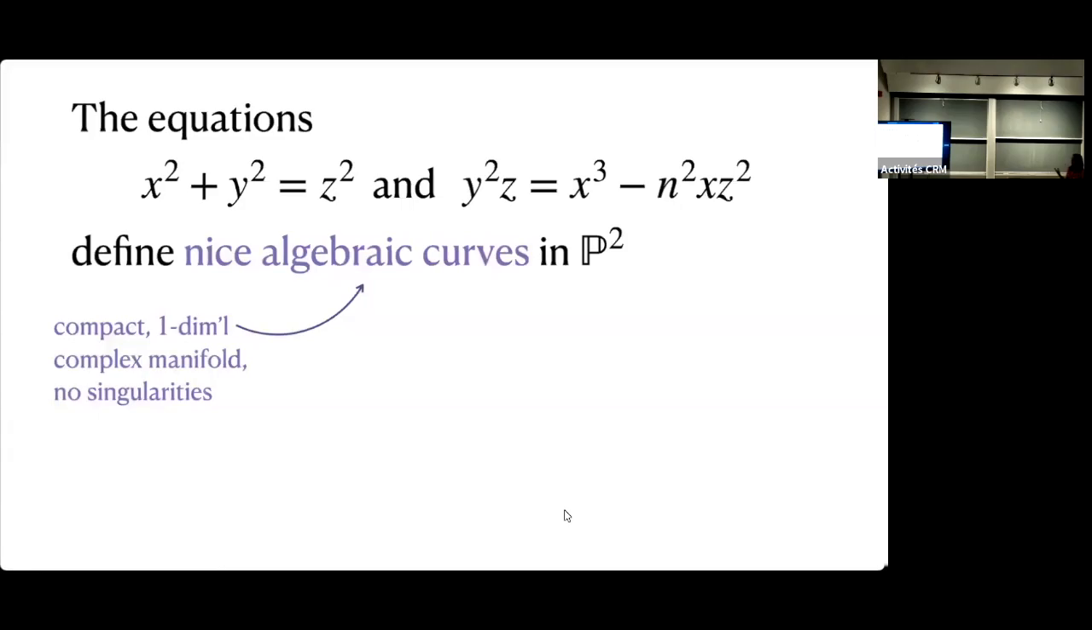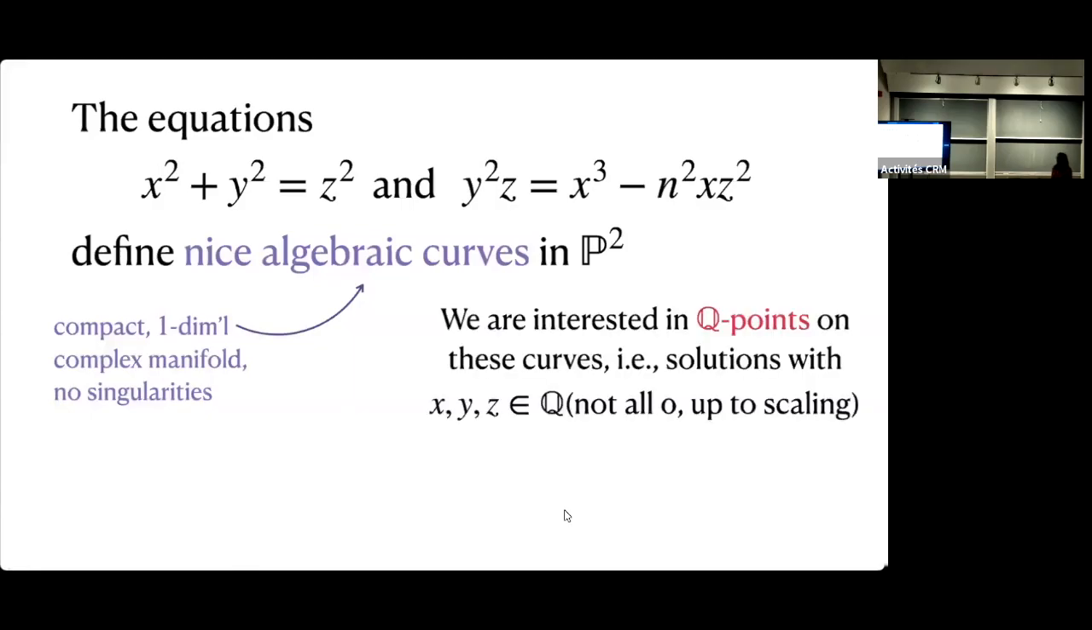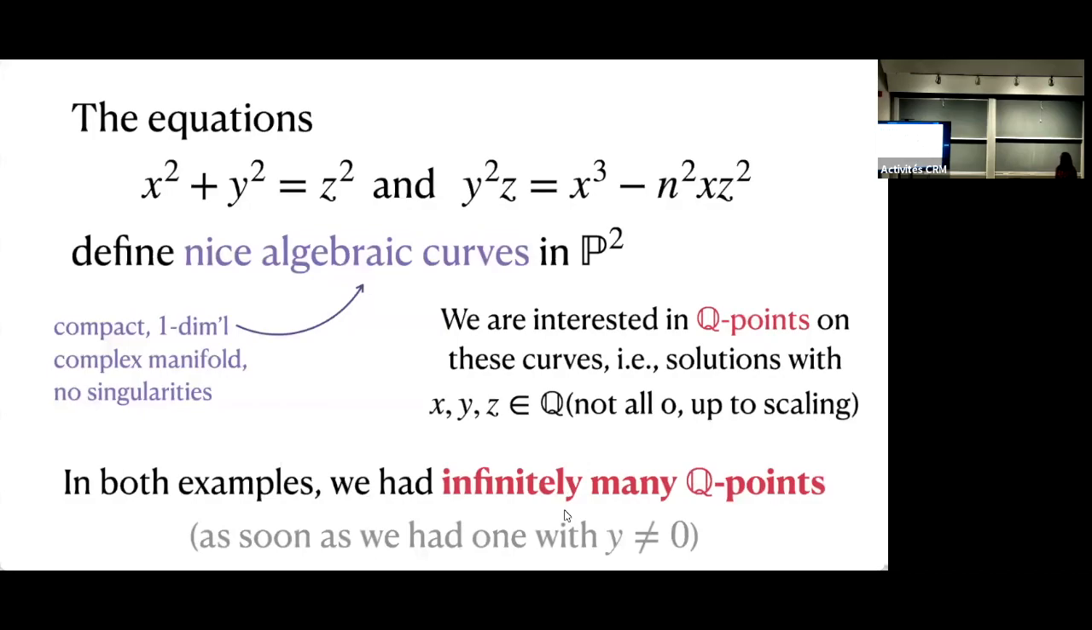But since these geometric objects, these complex manifolds, are not only given to me in terms of charts, they're given to me as these polynomial equations with rational coefficients. That means that I can also look at algebraic and arithmetic properties, and I can look at solutions to these equations over the rational numbers. And so that's what I mean by points on these curves: solutions in rational numbers. And in both of the examples, as soon as we had one point, then we had infinitely many rational points. And so this is really nice.